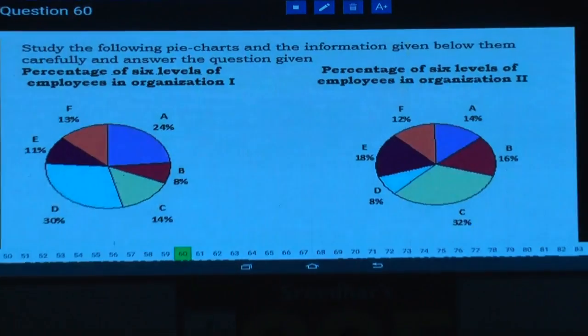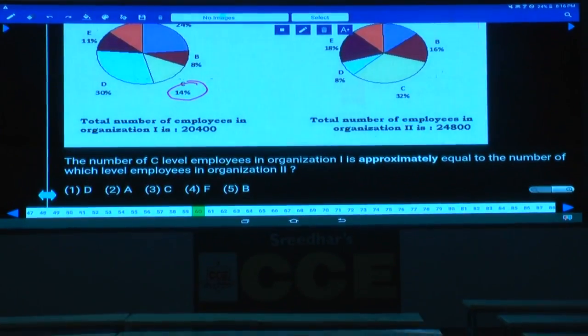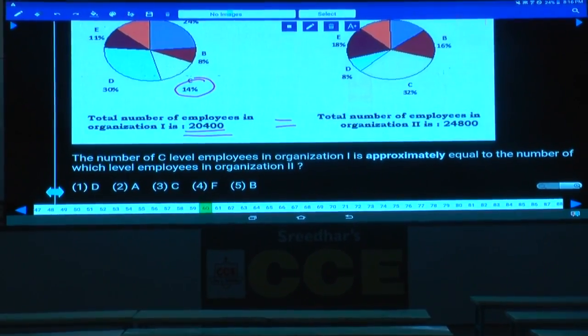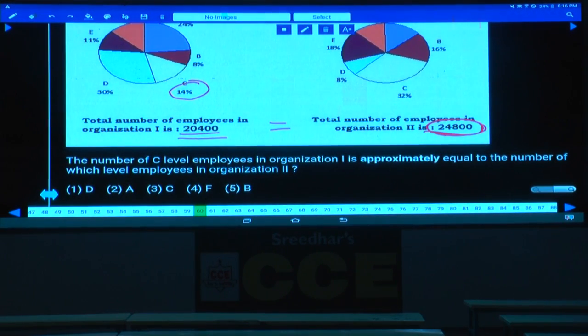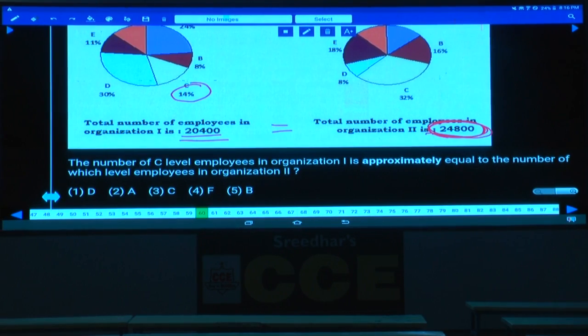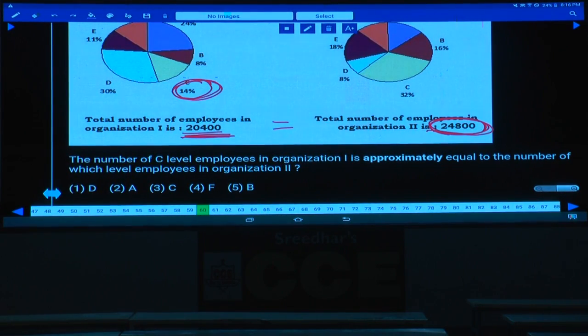That is the same point here. You are trying to calculate 14% on 20,400. You are trying to calculate 14% on this number. That should be equal to some other percentage on 24,800. You have 24,800. That is more than 20,400. So then your percentage should be less than 14%. Got it? Yes. Next.